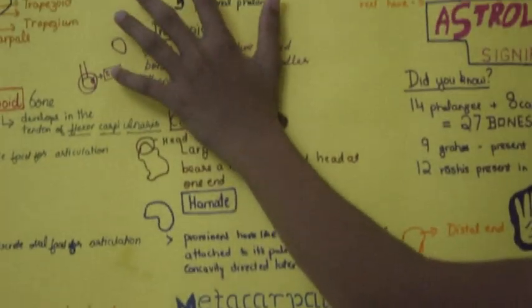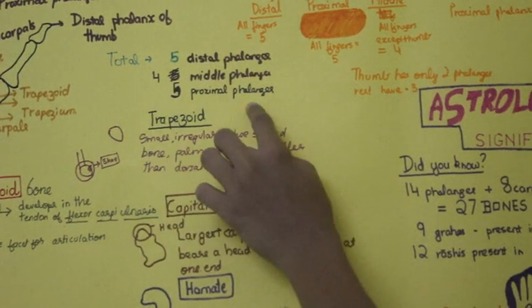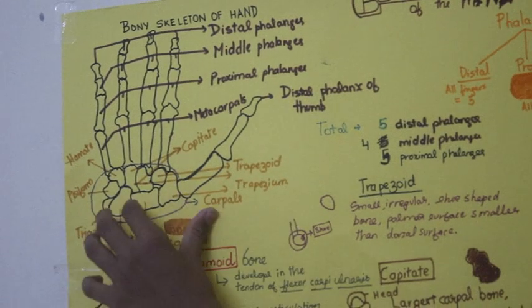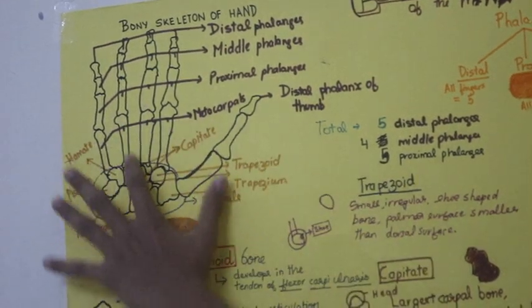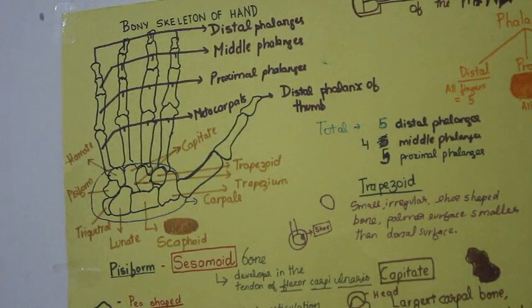So totally there are 5 distal phalanges, 4 middle phalanges, 5 proximal phalanges, and exactly 8 small carpal bones, and there are 5 metacarpals, one for each finger, and the thumb lacks a middle phalanx.